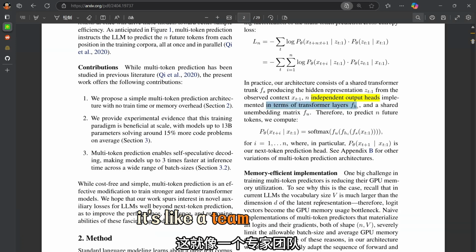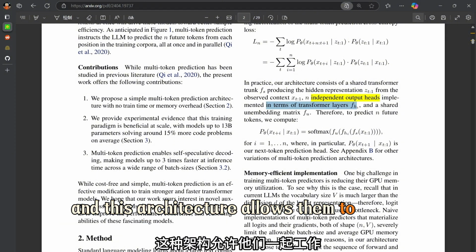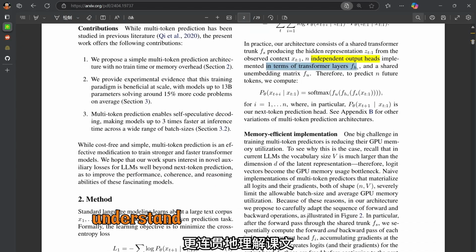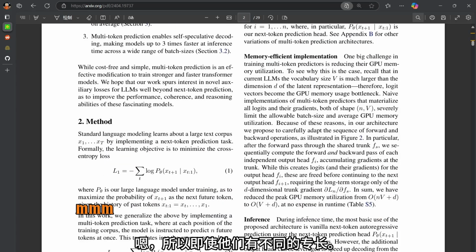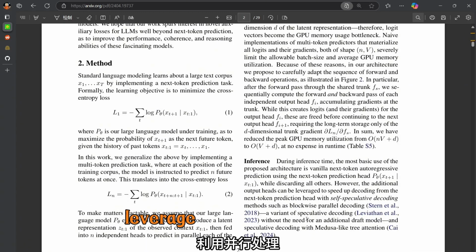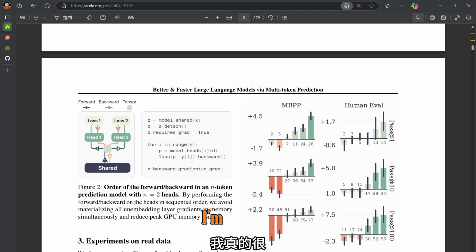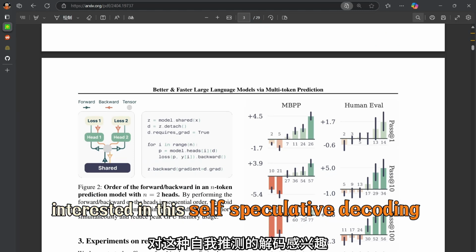Whoa, that's cool. It's like a team of experts, each with a unique perspective on the future. And this architecture allows them to work together implicitly to understand the text more cohesively. So even though they have different specialties, they're still collaborating? It's amazing how we can leverage parallel processing for such a complex task. It really is. Now, I'm really interested in this self-speculative decoding you mentioned.